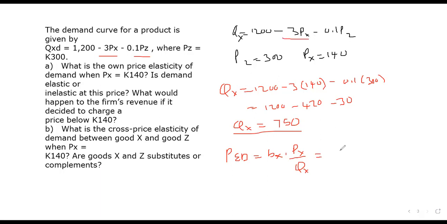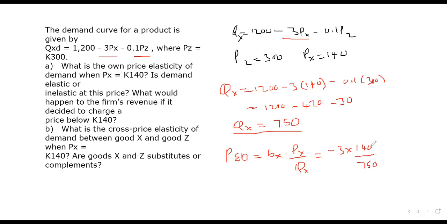Negative 3. It's 3, correct. And the price for good X is 140 over the quantity overall, 750. All right, together. So far, so good. Anyone behind at this point? So what remains is just evaluation.